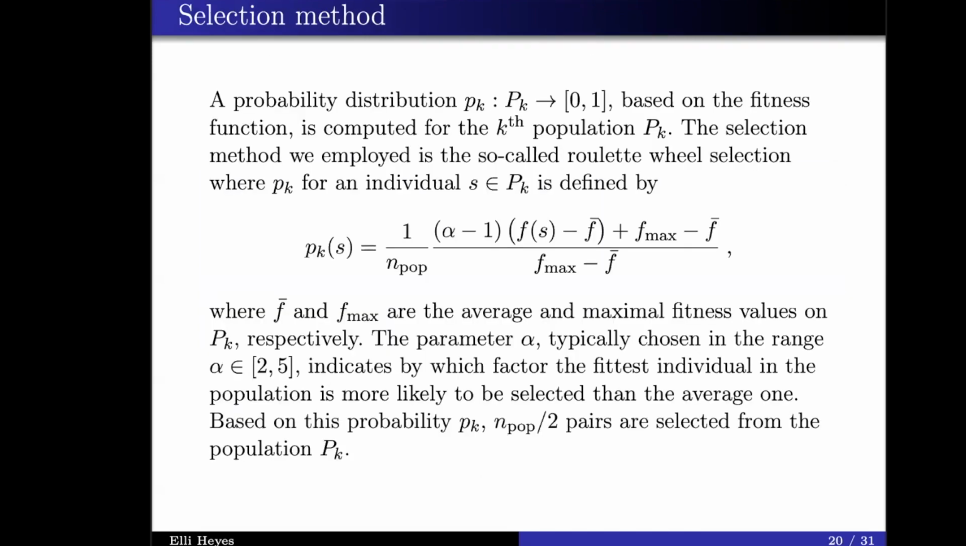The final thing I want to say about our genetic algorithm is the method by which we select pairs of individuals for breeding. This is the probability distribution, called the roulette wheel selection method. F bar is the average fitness of your population, F max is the maximum fitness of your population, and Fs is the fitness of your individual. Alpha is just some parameter that determines by how much the fittest individual is likely to be selected. Using this probability distribution, we select half as many pairs for breeding, and each pair will produce two offspring. So this gives us back a population of the same size.